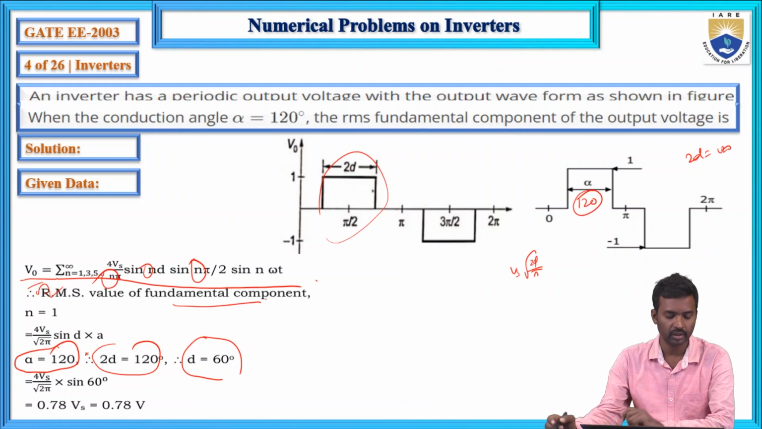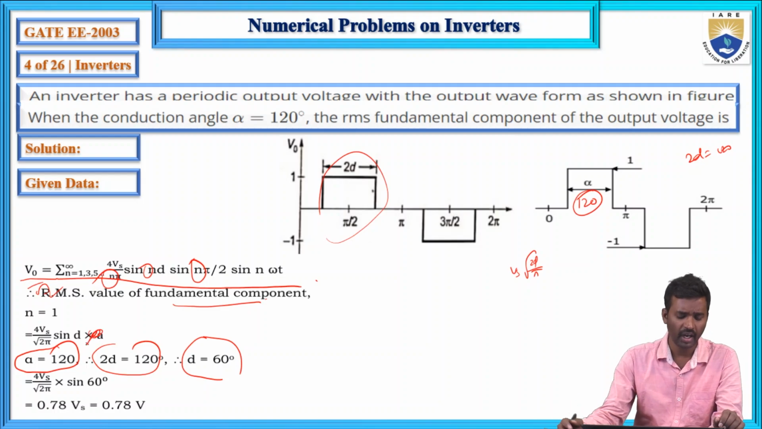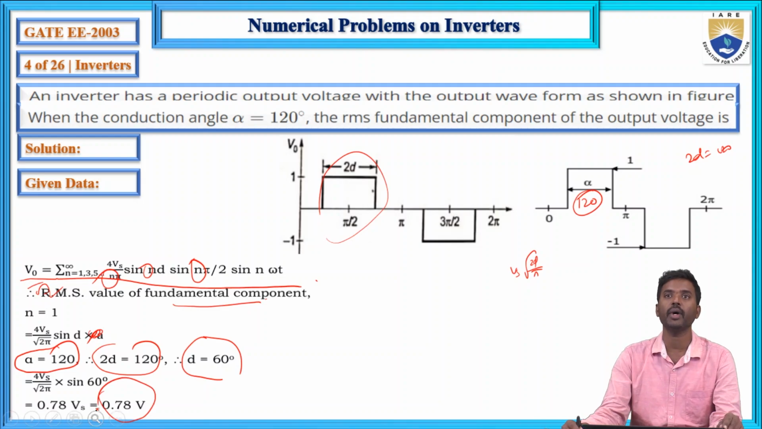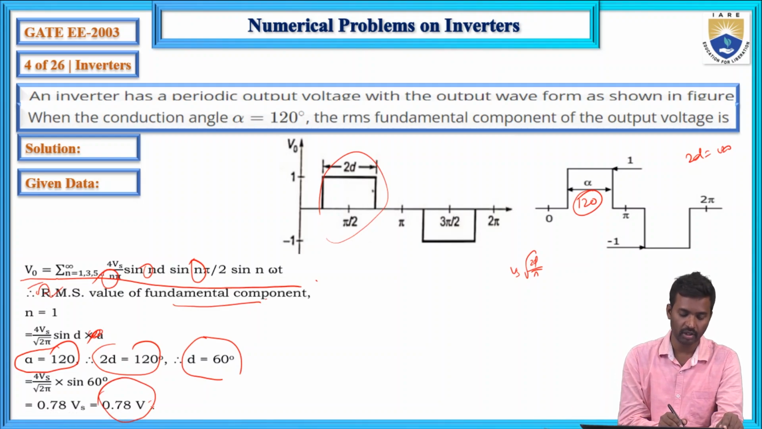And now here D equals 60, and now your output voltage equals 0.78 Vs.